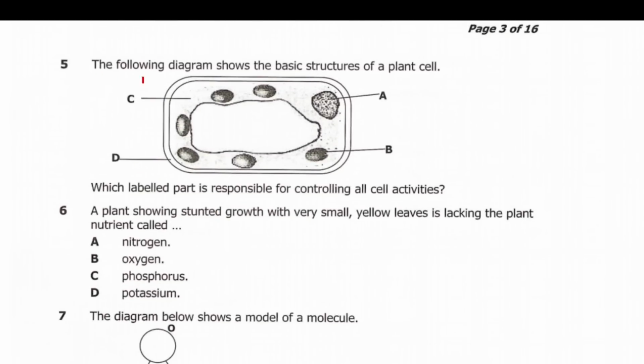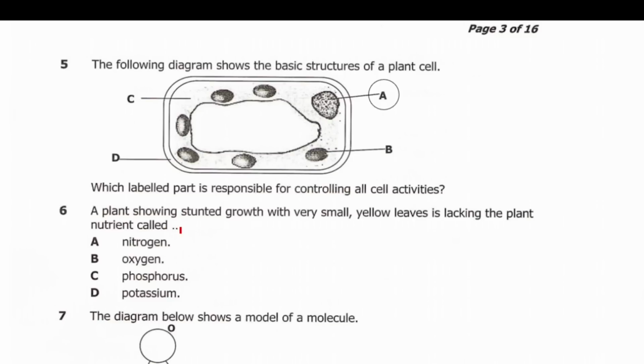All right, so let's go to 5. 5 reads, the following diagram shows the basic structures of a plant cell. Which labeled part is responsible for controlling all cell activities? So here the answer is A. This is the nucleus, and the nucleus is the structure of the cell that is responsible for controlling all cell activities.